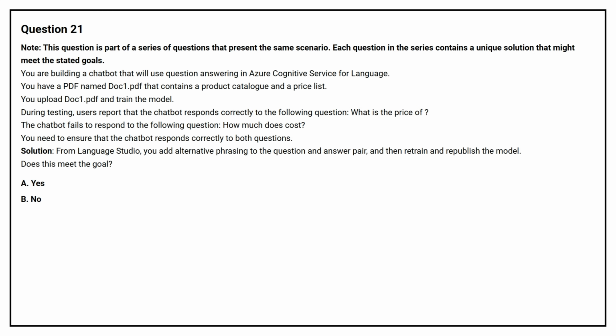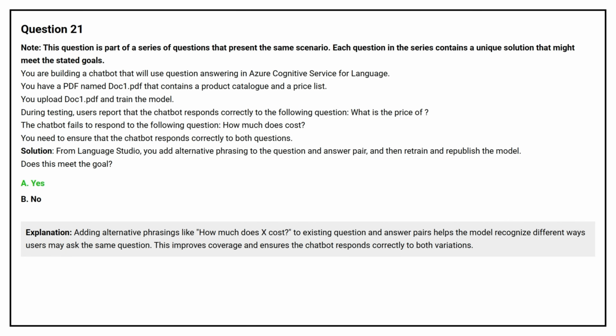Option A, yes. Option B, no. The correct answer is option A, yes. Adding alternative phrasings like how much does X cost to existing question and answer pairs helps the model recognize different ways a user may ask the same question. This improves coverage and ensures the chatbot responds correctly to both variations.